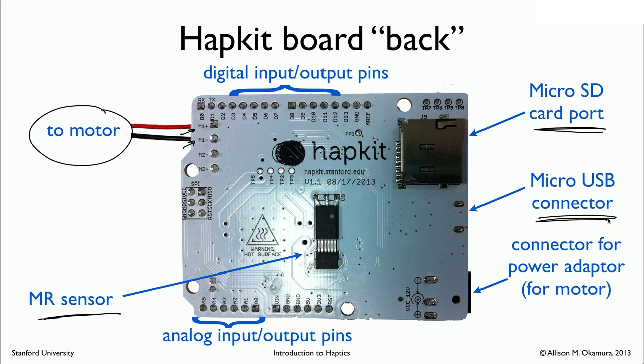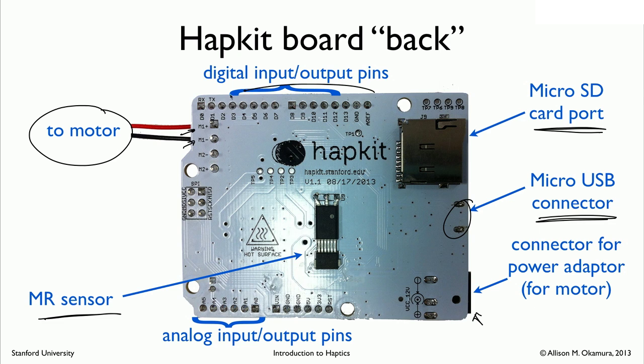What we're showing down here is the micro USB connector from the other side. You can't really see it, but you can see the pins that are holding it down. And finally, you can see a little bit of the power connector, the connector for the power adapter for the motor. The last thing I wanted to point out is the pins.